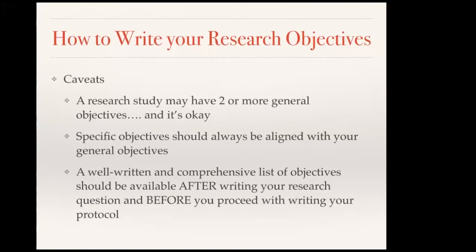So as a summary and as additional caveats, a research study may have 2 or more general objectives, and it's okay. And as a result, if you have 2 or more general objectives, remember, this means that you may have 2 or more research designs, and each objective will have its own methodologies. So basically, you're combining several studies in one major study. It's okay if you can do it.